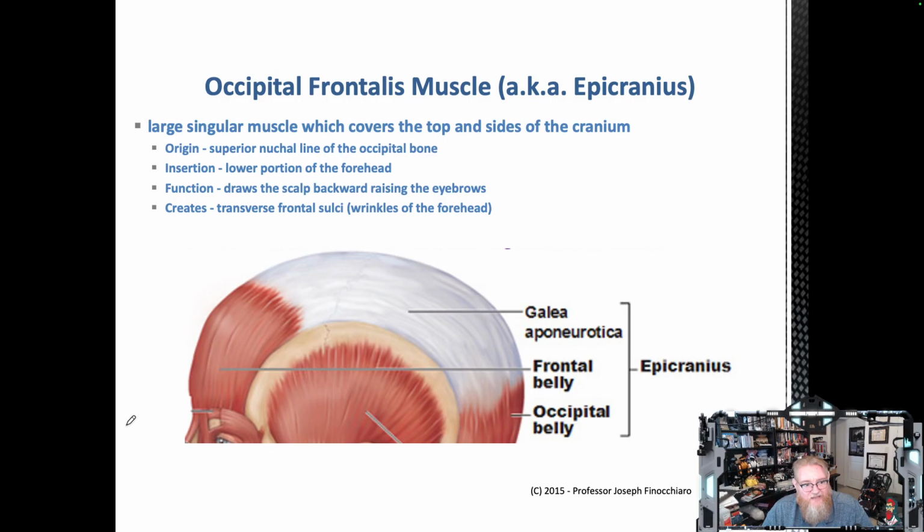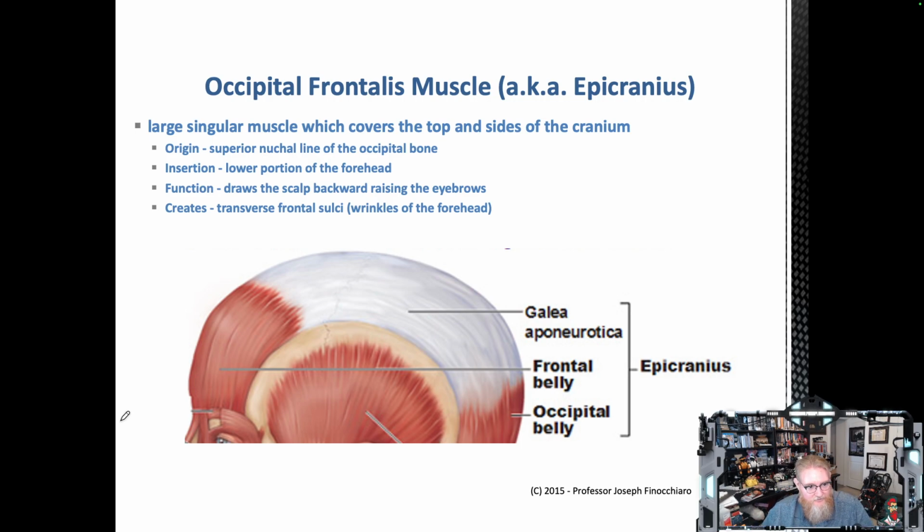So first up, we have the occipital frontalis muscle, also known as the epicranius. It is the large singular muscle which covers the top and sides of the cranium. Its origin is the superior nuchal line of the occipital bone. Its insertion is the lower portion of the forehead. Its function draws the scalp backward, raising the eyebrows, and it creates the transverse frontal sulci, which are the wrinkles of the forehead. We will get to those here shortly.